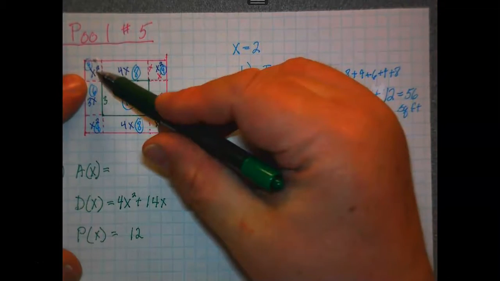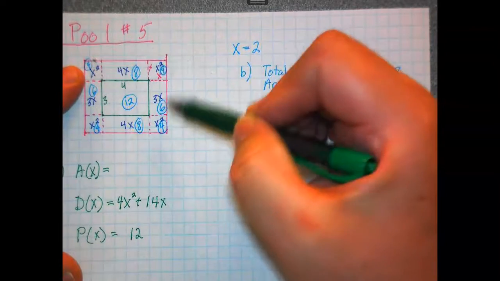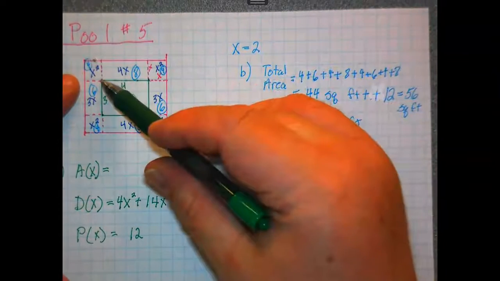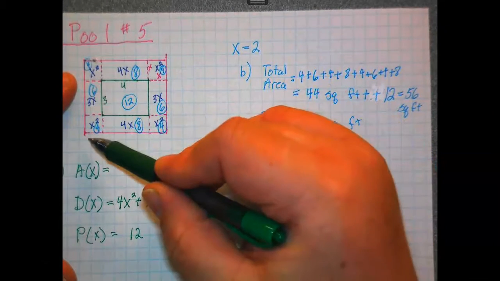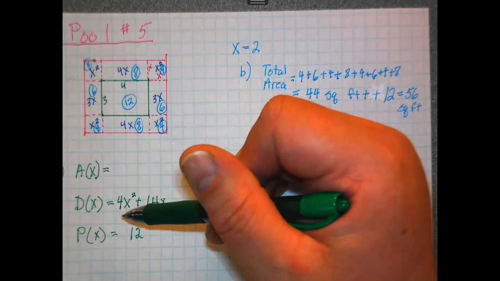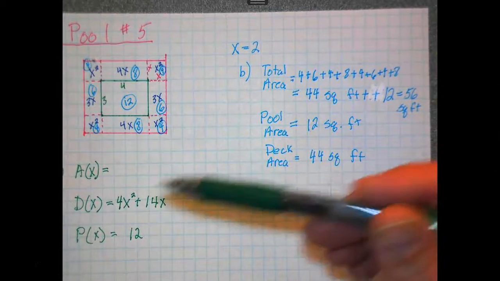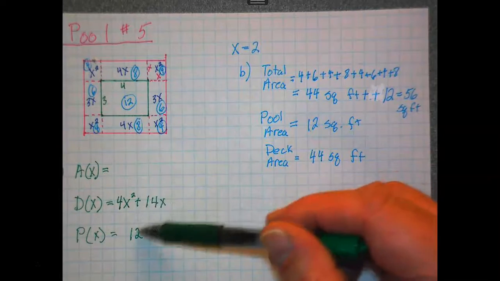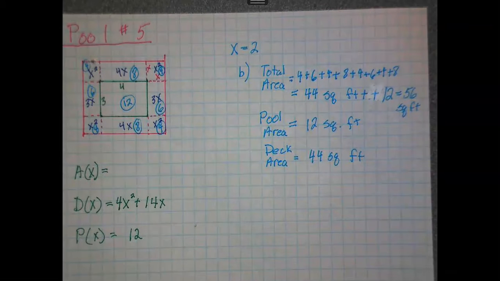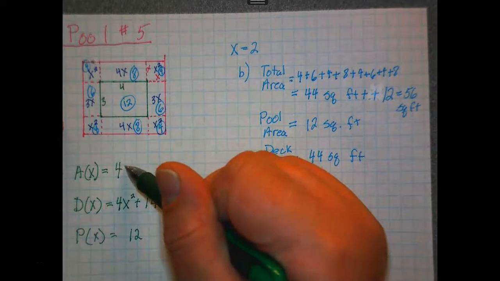Yeah. Well, each corner is X squared. So there are 4 areas of X squared. I'm taking X squared plus X squared plus X squared plus X squared. I shortened it up to saying it's 4 times X squared. Okay. Now, the total area, we're going to add all of these together, right? For the total area, we're going to add the deck and the pool. You got it.